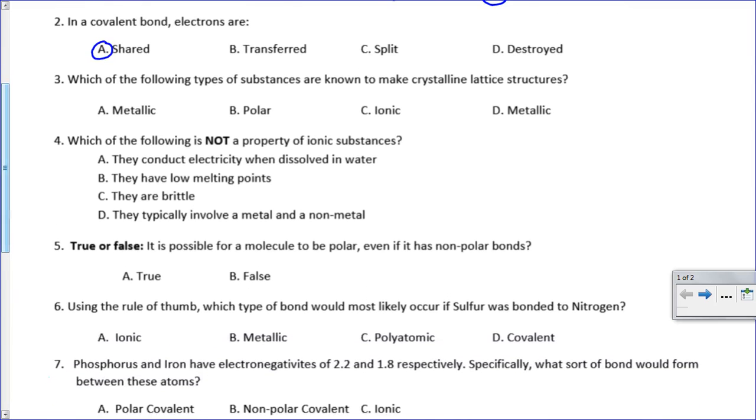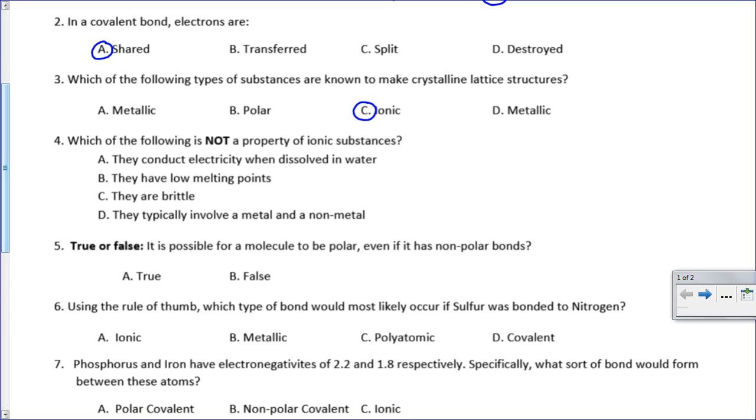Which of the following substances are known to make crystalline lattice structures? This is one of the properties of ionic compounds. So we went through a list of ionic compounds in the chemical bond notes. So make sure that you look through that set of bonding notes and figure out, there are something like 5 or 6 different properties of ionic substances that you have to know.